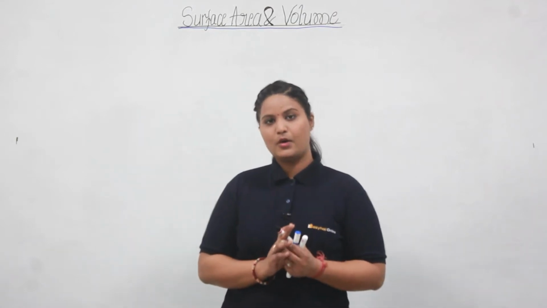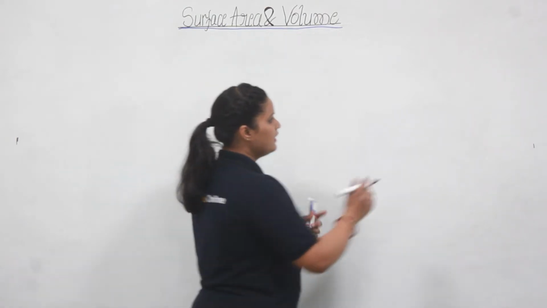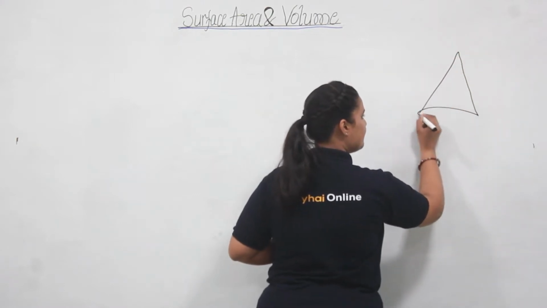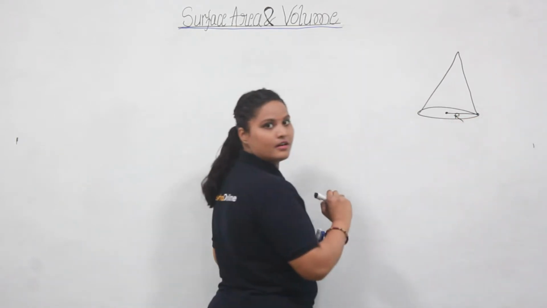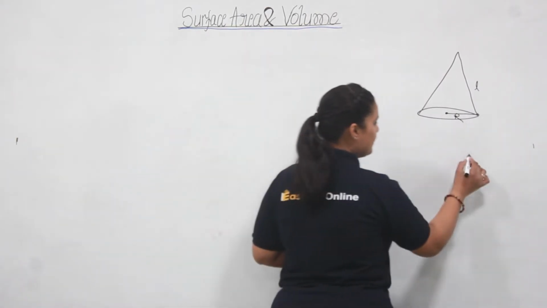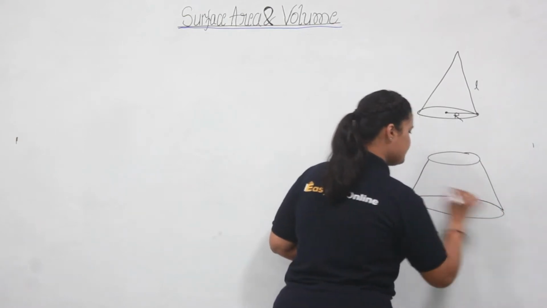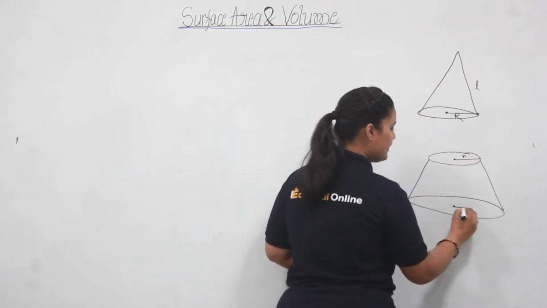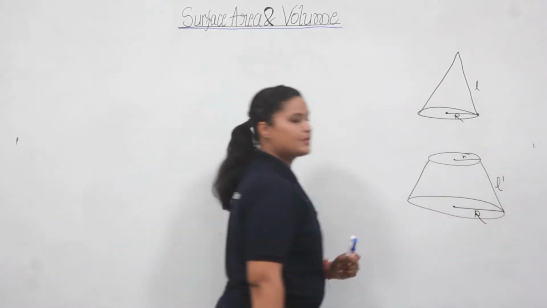Okay, so let's talk about the curved surface area of a cone and a frustum. I will draw a cone here, having radius capital R and slant height L. Now here I have a frustum, having one small r radius and one capital R radius and slant height L dash.